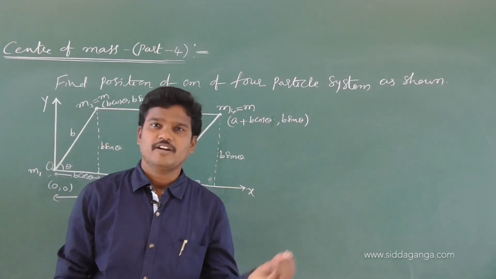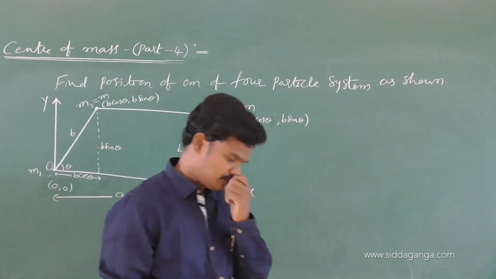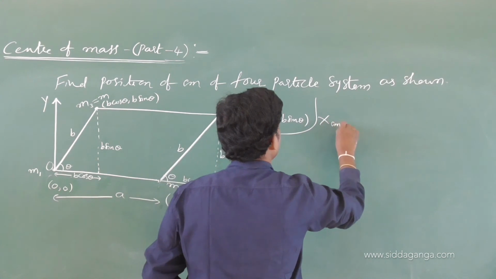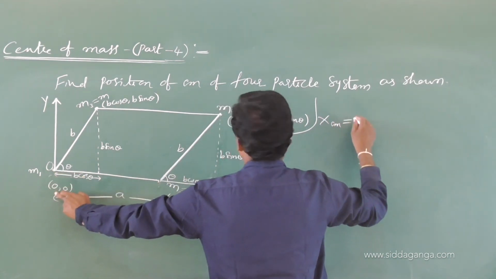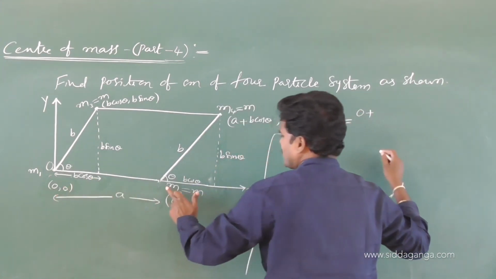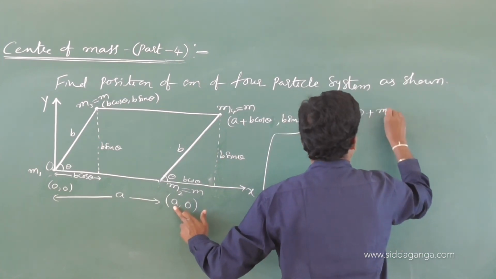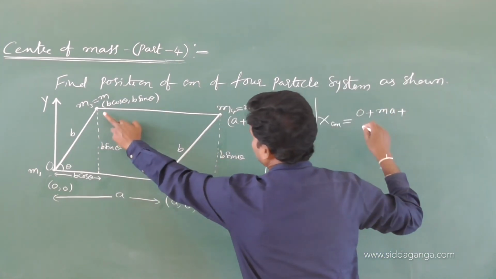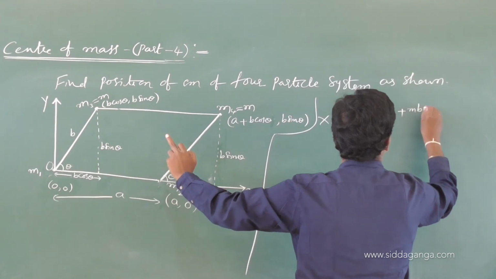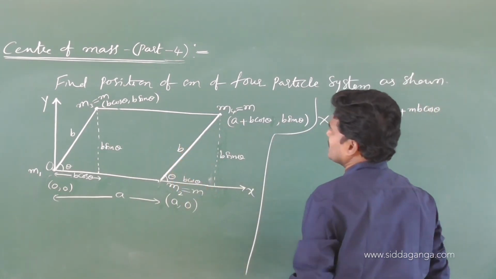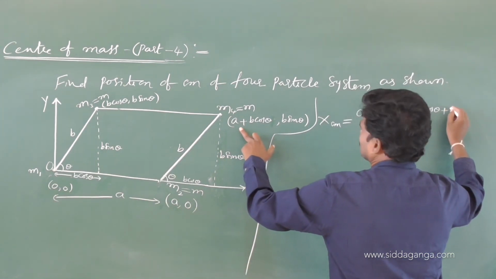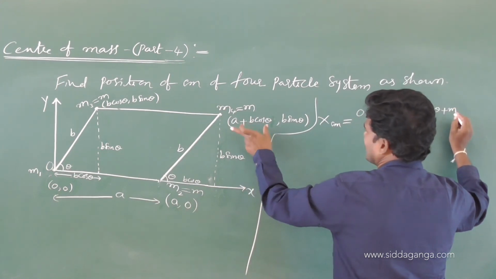A pyramid will come, 5 particles, 5 coordinates. See, what is XCM? M1 X1, M1 X1 is 0. Of course M1 is M, M2 is M, M3, everything is M. So 0. M1 X1 is 0, M2 X2 is MA, M3 X3 is MB cos theta, M4 X4, M4 X4, where X4 is A plus B cos theta.